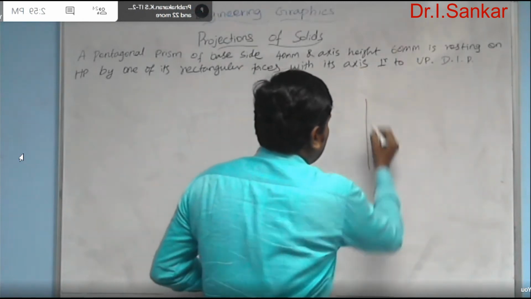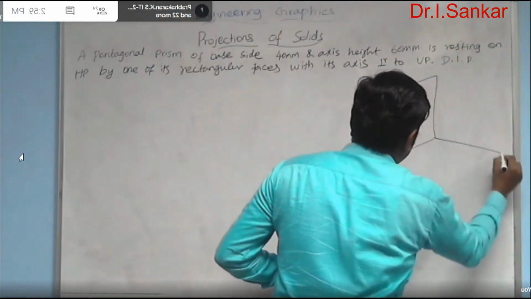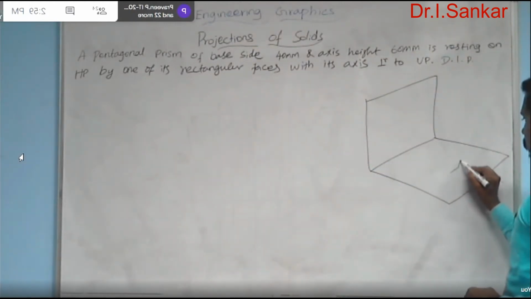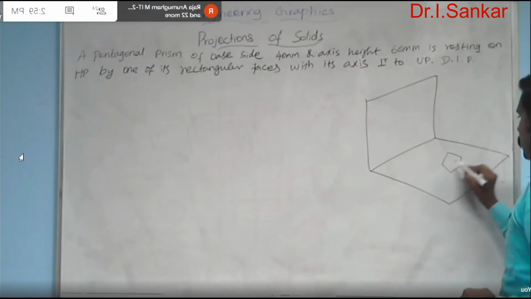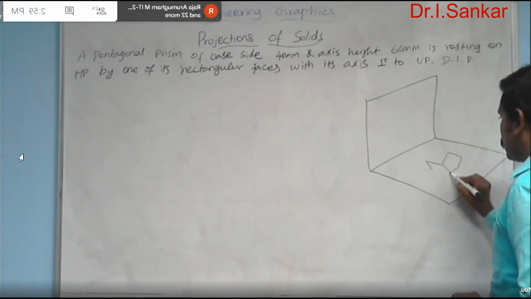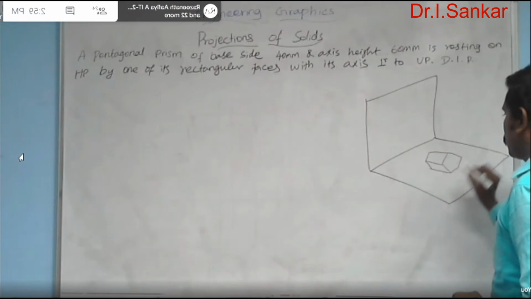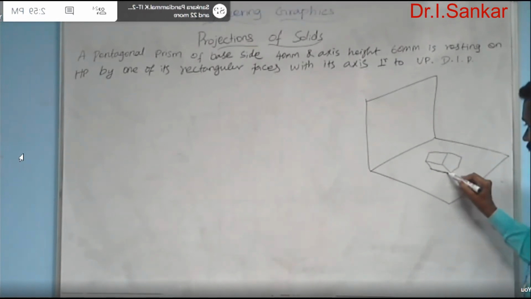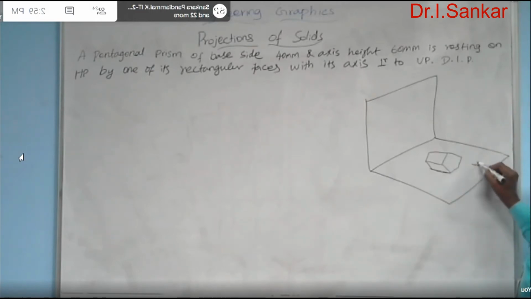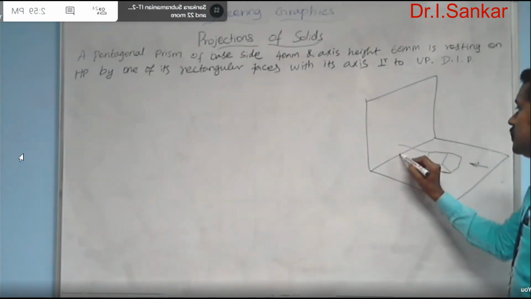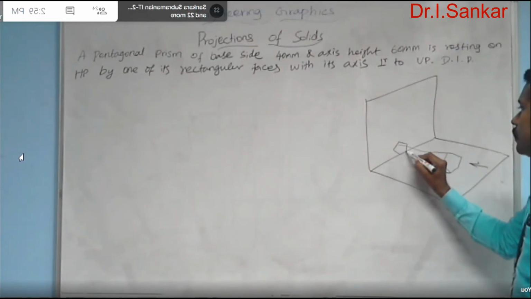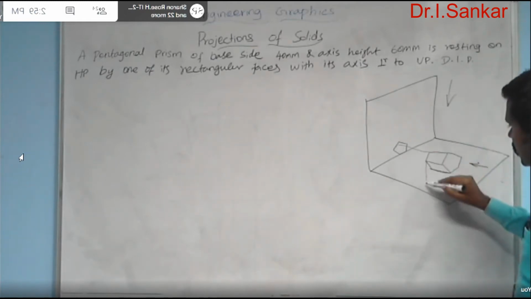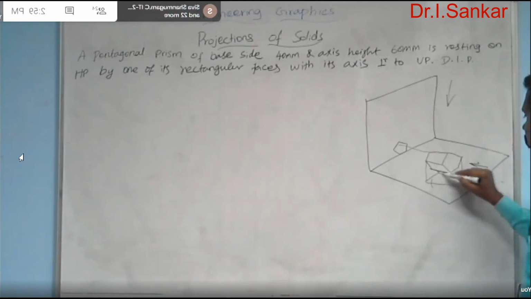So simply assuming the 3D environment, you have your pentagonal prism in that way. It is resting on HP. When you look at it from the front, in the VP screen, you get the pentagonal base view. And in the top view, you will get the lateral view of the solid in some manner.